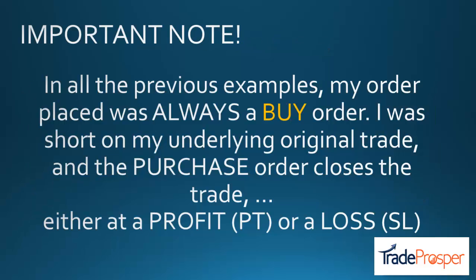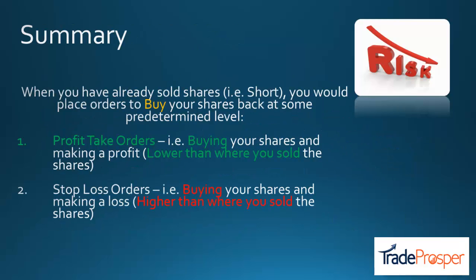Important note here, as per the previous example, once we have sold shares, the orders that we will put in the system will be to buy shares, because in this case, the closing trade is a purchase of shares. It doesn't matter if it was a profit take order or a stop loss order. In this instance, when you have sold shares on the original trade, to close them, both trades would be a purchase order. So in summary, when you've sold shares, you would place buy orders, and the buy order would either be a profit take or a stop loss order.